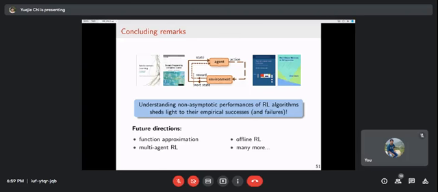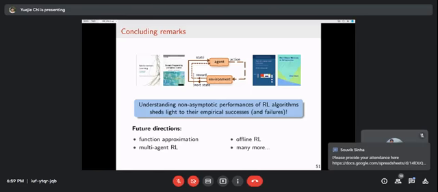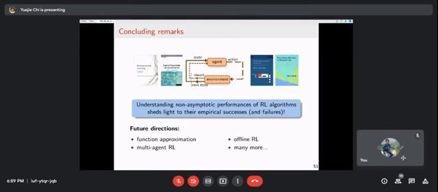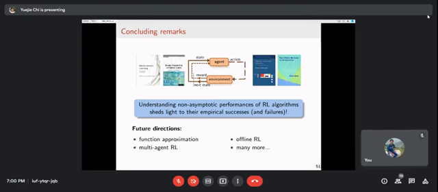There are a lot of interesting future directions. The talk has been primarily focused on the tabular setting. Understanding the performance in the function approximation regime is a very important and critical direction. There are also other variants of reinforcement learning problems, such as multi-agent settings. So with this, I want to conclude the talk.